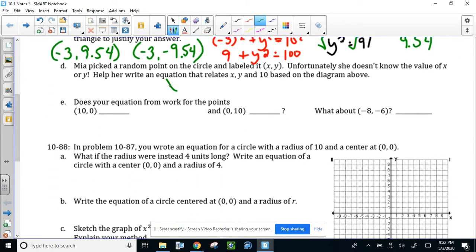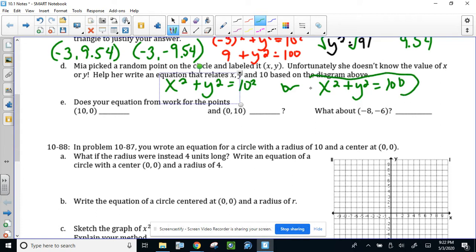Well, just like we've been doing, we could use our Pythagorean theorem. So it would look something like that, or we could even simplify it to say x squared plus y squared equals 100. So a circle really just comes from our Pythagorean theorem. So then the question here becomes, does the equation work for any point on the circle?